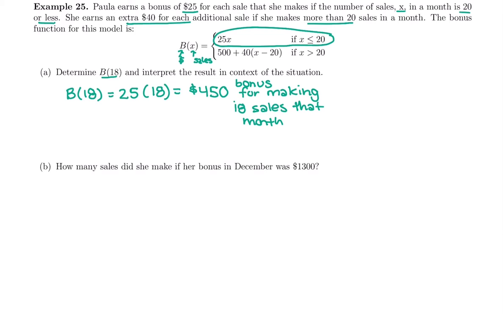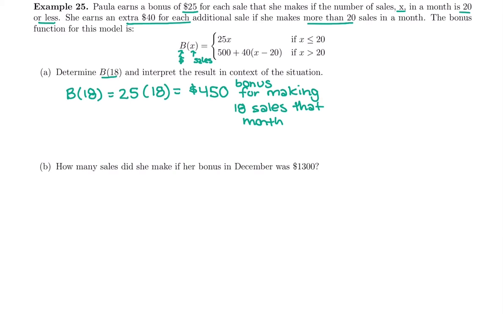So not a bad bonus, but that's in the smaller pay scale, right? The top piece is for less than or equal to 20. Beyond 20 she's on a better pay scale. She's earning an extra $40 for each sale instead of 25 for sales that go beyond 20. So 18 sales gives her $450 bonus, but obviously the more sales, the more money she's going to make.